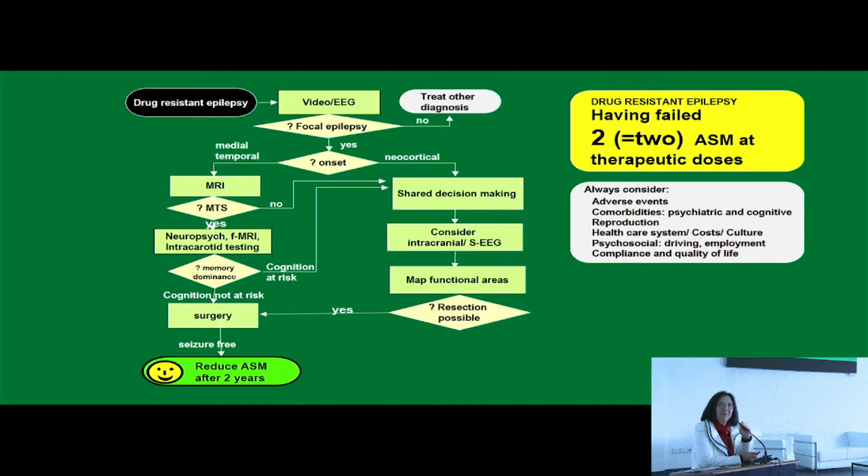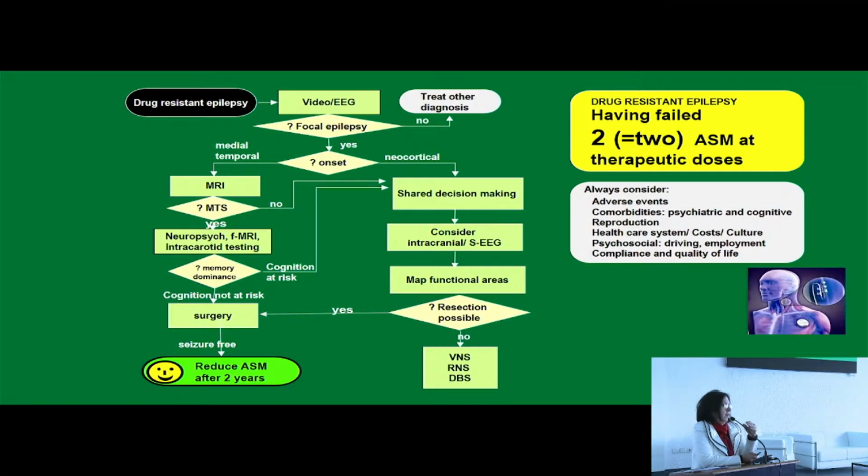However, I'm going to give you a little bit of a whirlwind tour of what we could do with neuromodulation. If you can't resect, then you should really think about these other things: the VNS, the RNS, or the DBS. The vagal nerve stimulator is a generator in the chest, like a pacemaker. It goes to the vagal nerve, usually the left vagal nerve in your neck. It has been around for a long, long time. Then there is the DBS.